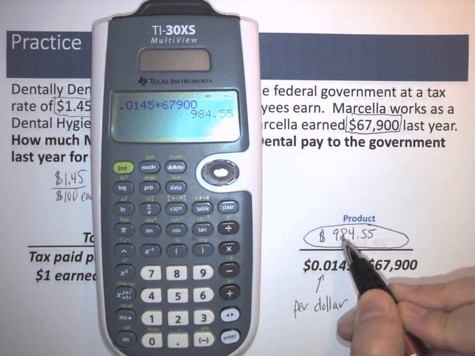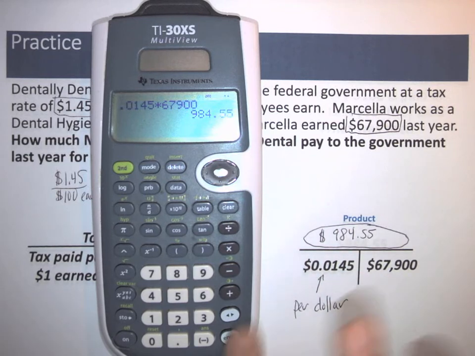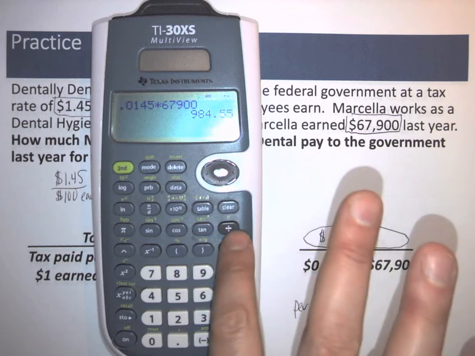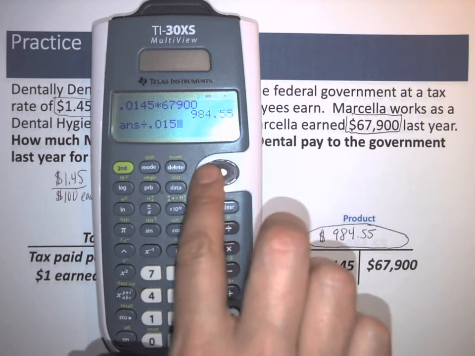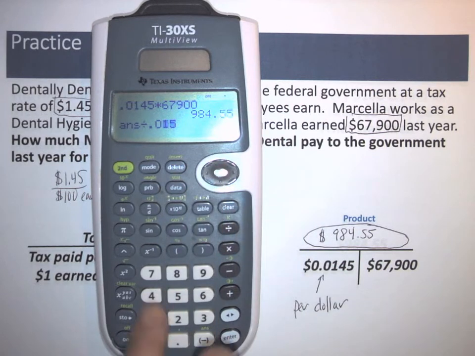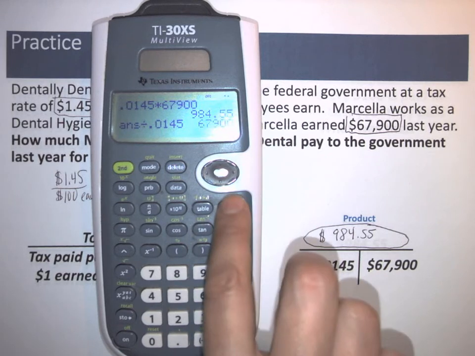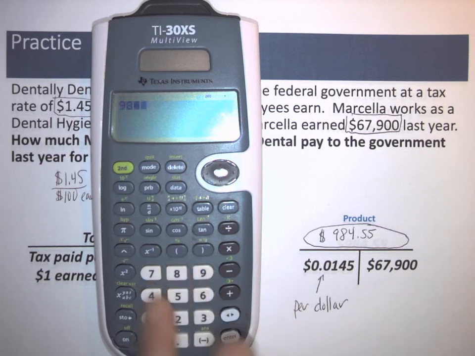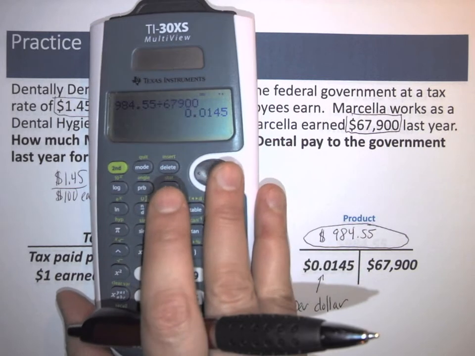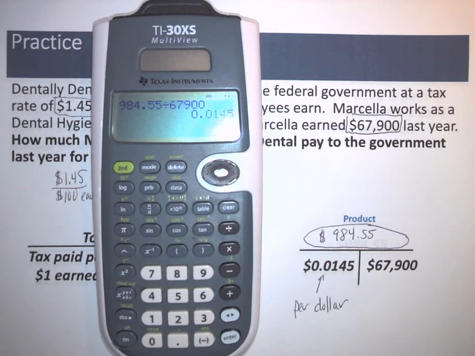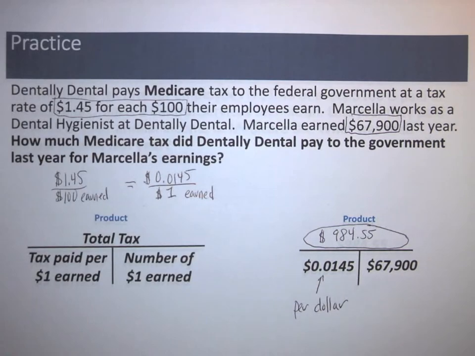So remember, this is a product, so if I go in this direction and divide, I should get this. So let's check. So I'm going to take that total tax amount that I got and divide by 0.0145, and I get 67,900. Or if I do it in the other direction, 984.55, and I divide by the total amount that she earned, then we get that tax rate back out of it. So keep in mind that really important relationship between multiplication and division, and picture it in that T table, because that's really going to help.